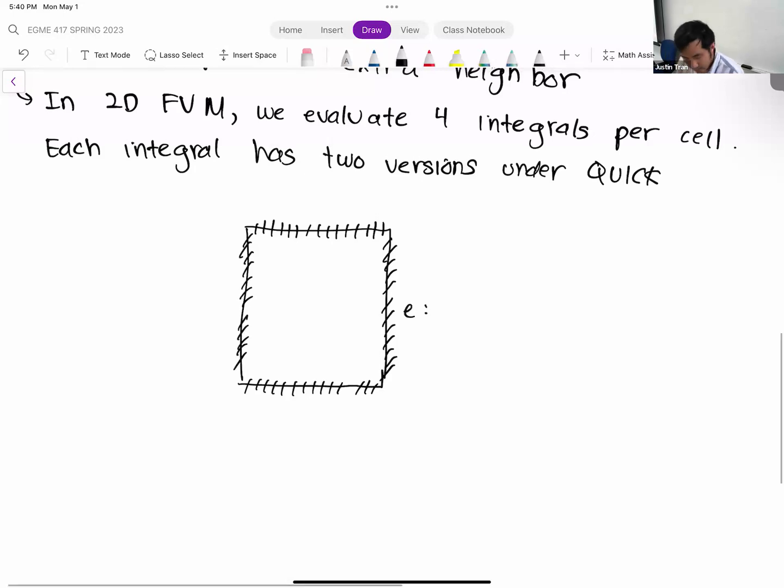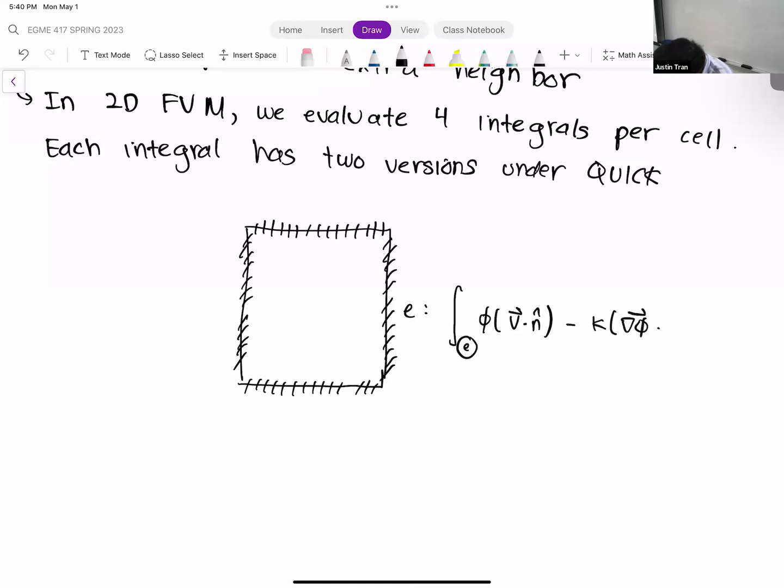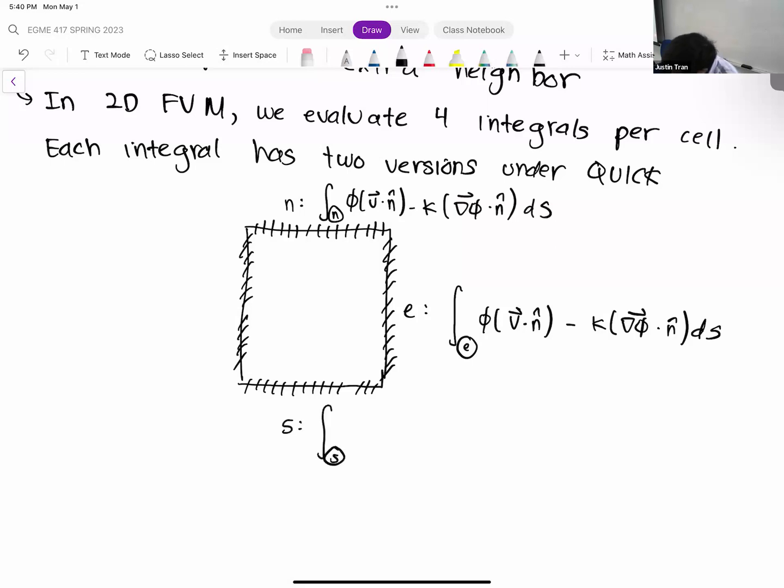So on the east side, remember what we're evaluating is this: the integral on the east side of phi e dot n hat minus k gradient of phi dot n hat. On the north side, we're evaluating the same thing: the integral on the north side of phi e dot n minus k gradient of phi dot n hat. South side, same thing. The only difference between these integrals is the side that we're evaluating it on, and hence the subscript for each of the integrals.